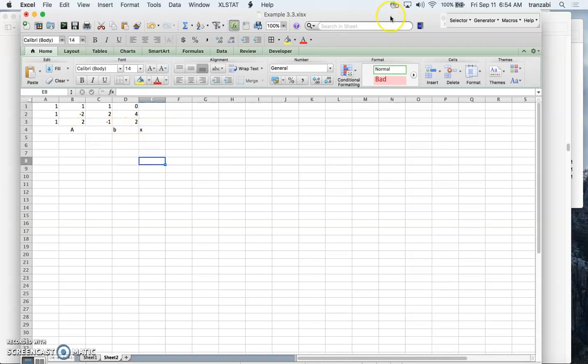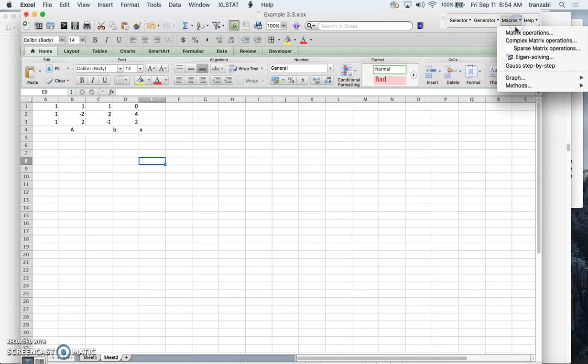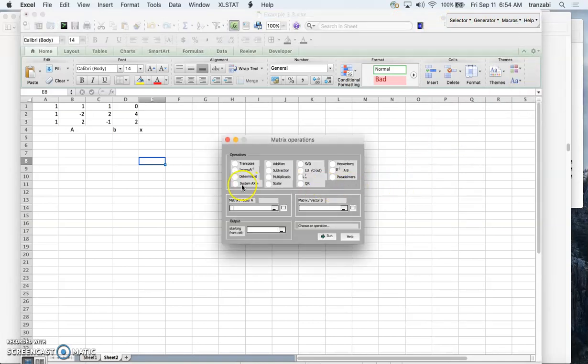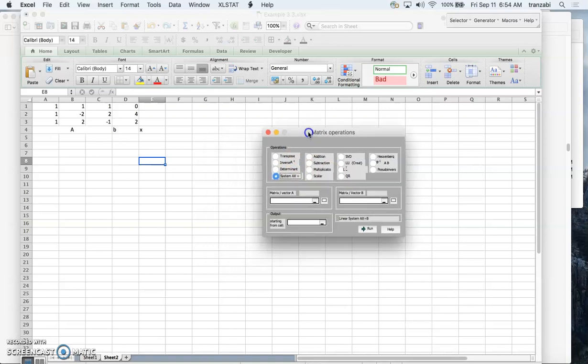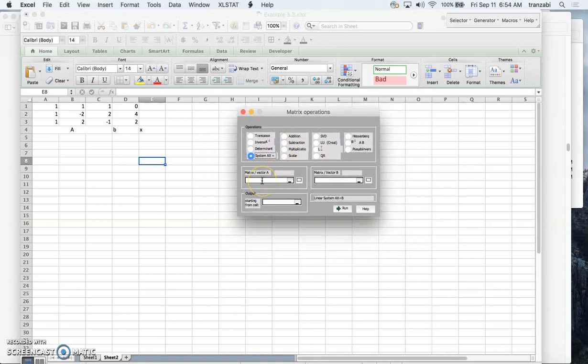Okay. The way to solve it is you go to the matrix package here, you go to macros, and then you click on system AX. Now here, first we have to define the A matrix. I'm going to click on the blank area here, then highlight A. Then we're going to go to the B vector here, and then highlight B, which is this column vector. And then for C, the starting cell, right? So the starting cell of C is going to be this. So X is going to show up right in this column. And then I'm going to hit enter or run. There you go, that's the solution.